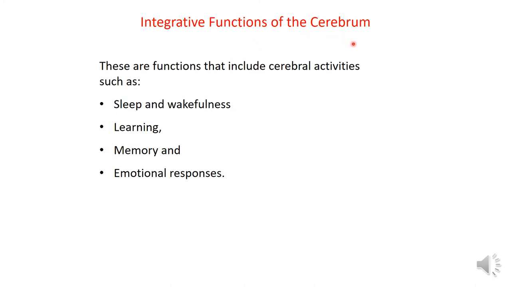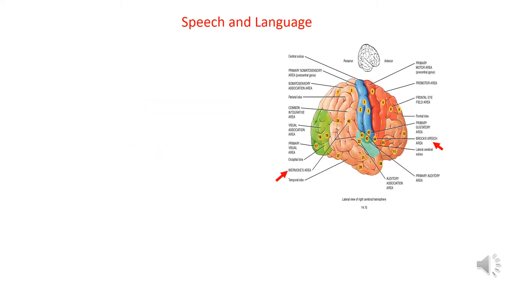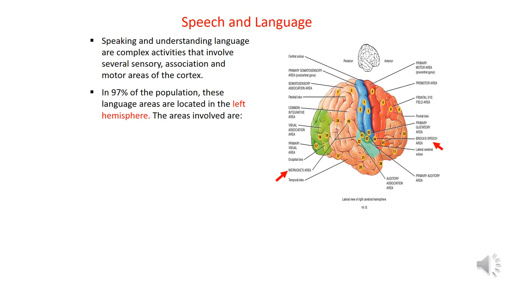Integrative functions of the cerebrum include sleep and wakefulness, learning, memory, and emotional responses. Speech and language: speaking and understanding language are complex activities that involve several sensory, association, and motor areas of the cortex. So it requires the interaction between sensory, association, and motor areas of the cortex.